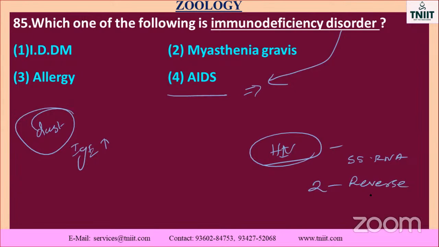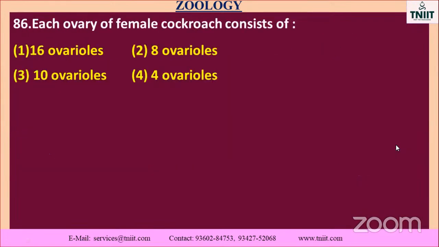Reverse transcriptase enzymes are also present in 2 copies. Don't forget. And also on the outer side, there is a spoke-like structure: glycoprotein 120, gp41. So these things you must note down, my dear students.